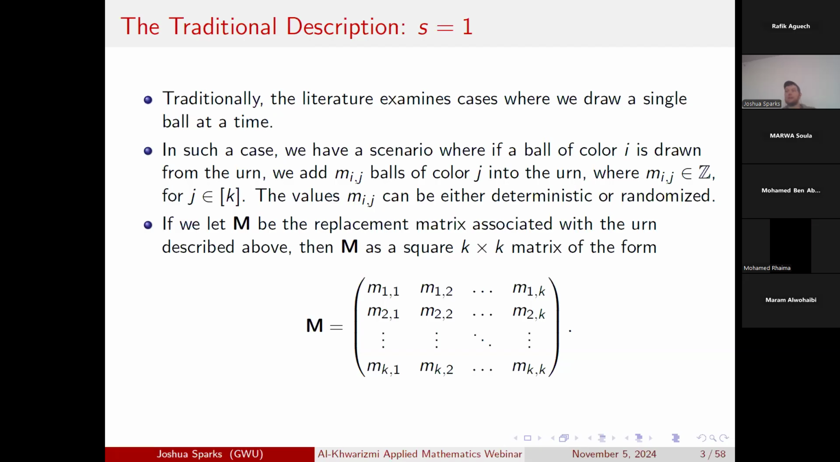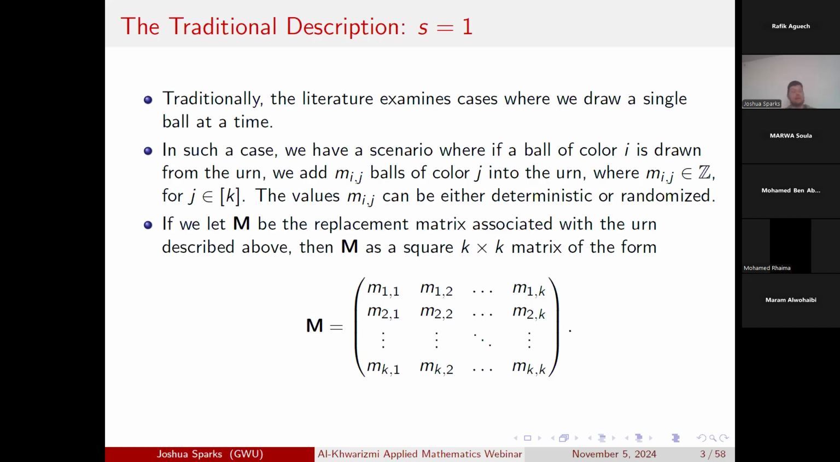If we let M be the replacement matrix associated with this urn, as described above, then M is a square k by k matrix with first row m sub 1 1 to m sub 1 k. The rows denote which color, color 1 through color k, is drawn, and the columns denote the replacement criteria. What represents the first line of this matrix, please, if you can give some explication?